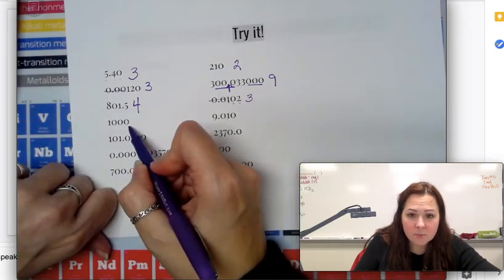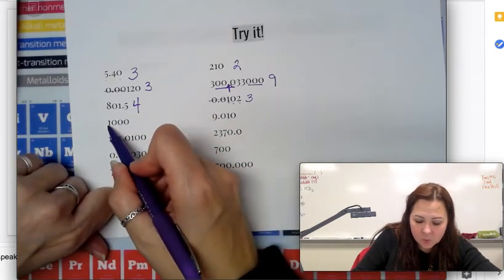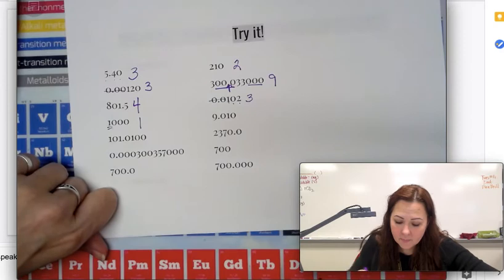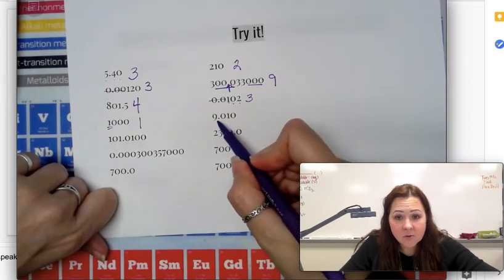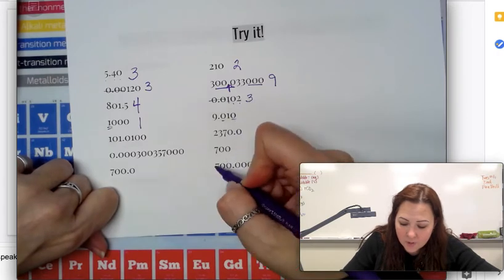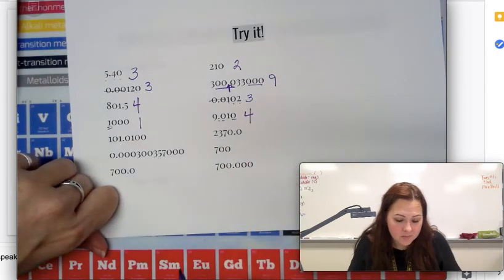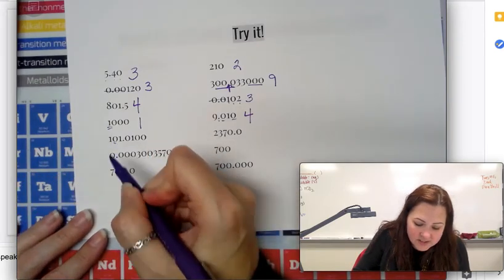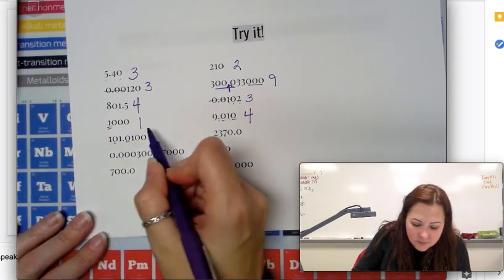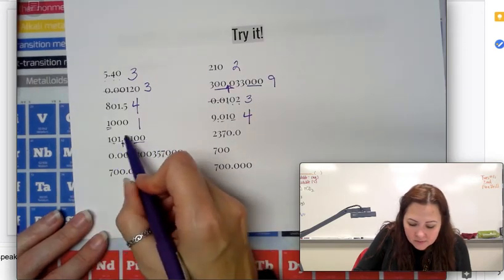1,000, there's no decimal place present. So because there's no decimal place present, the only digit that we're counting is the 1. This one, that's a sandwich 0. Sandwiches always count. Zeros at the end of the number count when there's a decimal place present. So that one's 4. This one, that's a sandwich 0. That's a sandwich 0. Zeros at the end of a number count when we have a decimal place present. So everything counts here. So that one's 7.